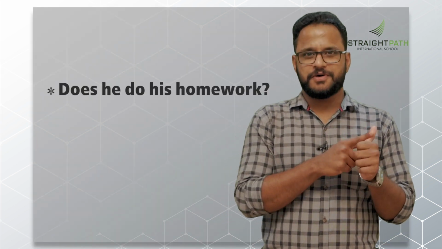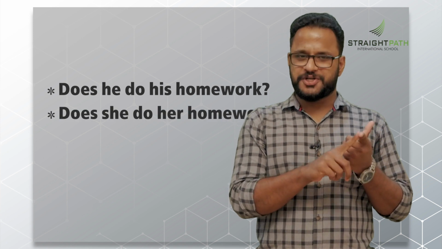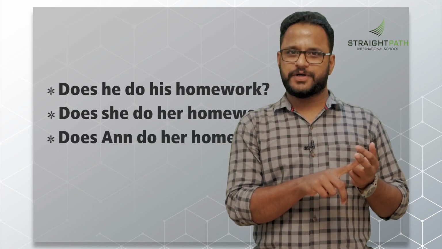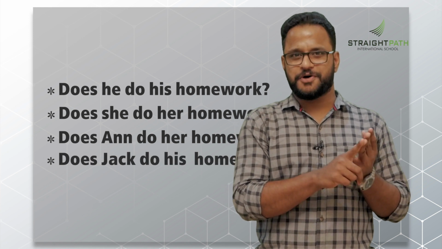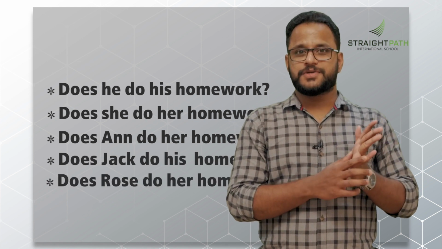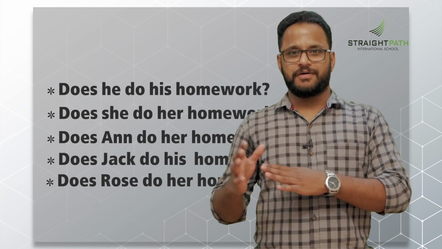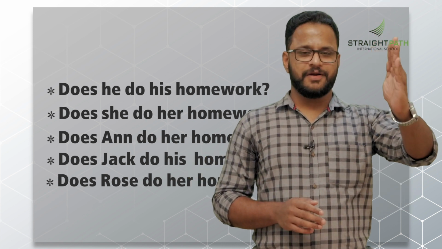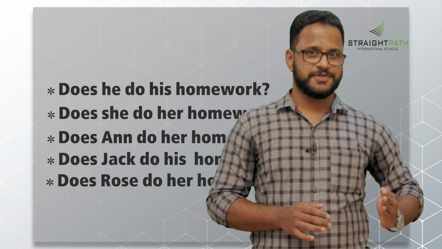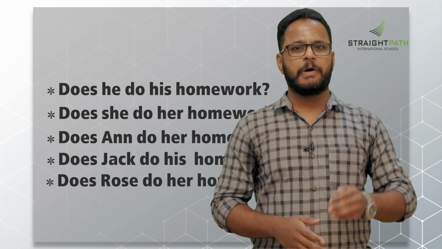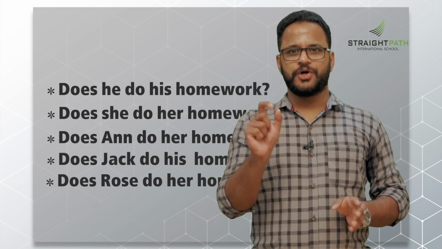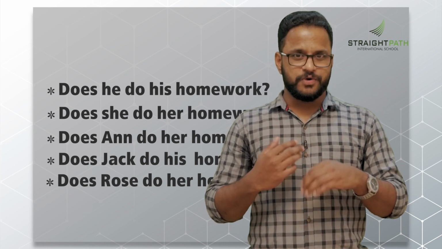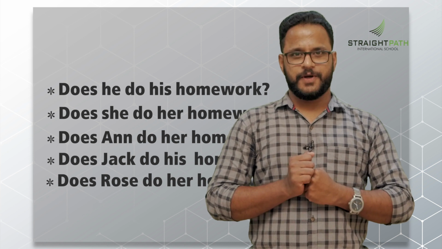Does he do his homework? Does she do her homework? Does Anne do her homework? Does Jack do his homework? And does Rose do her homework? Right? So what did we place at the beginning of a sentence? Does, right? And after that the subject, all singular, and then do, right? Does, then do, right? So this is what you want to practice always, right?